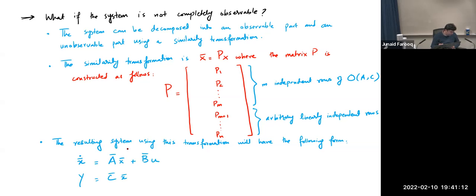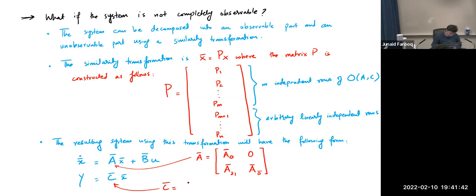You see this matrix A. So we really care about A and C only here. The A bar is going to be A bar observable, and then there's a 0 here. Then we will have A bar 2,1, and A bar unobservable. Okay, and similarly, C bar is C bar observable and a 0. So that's going to be a decomposition into observable and unobservable parts.